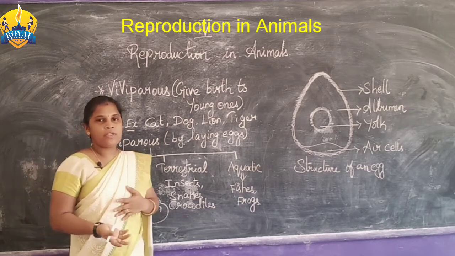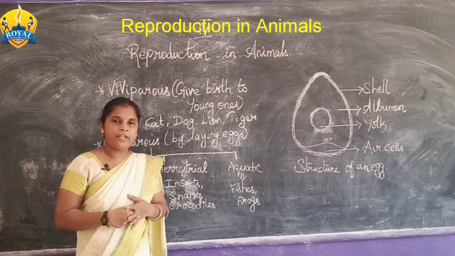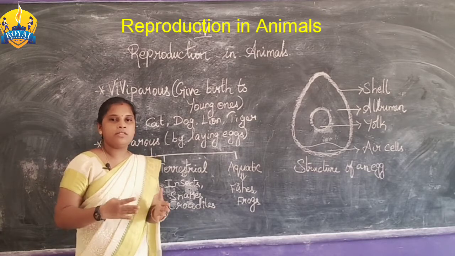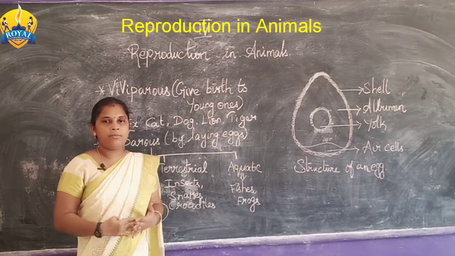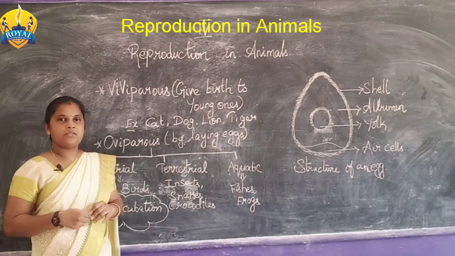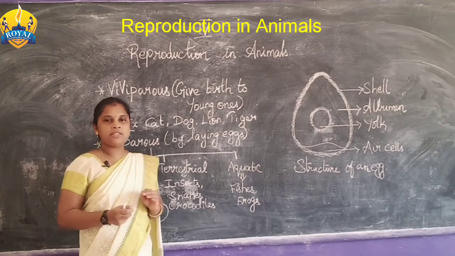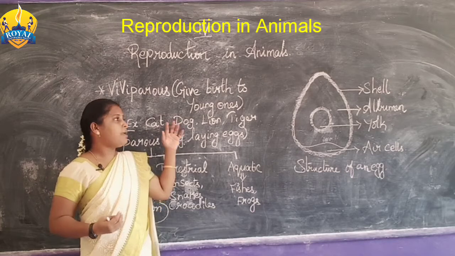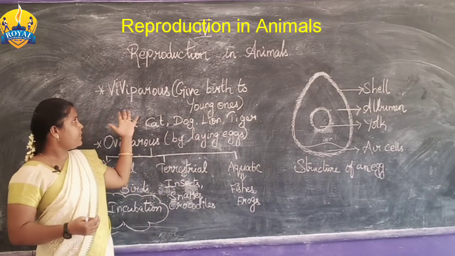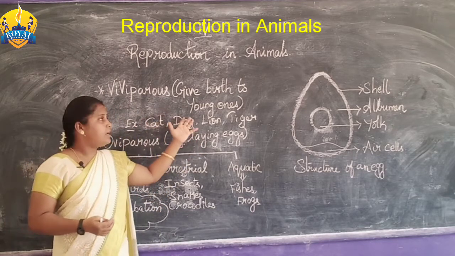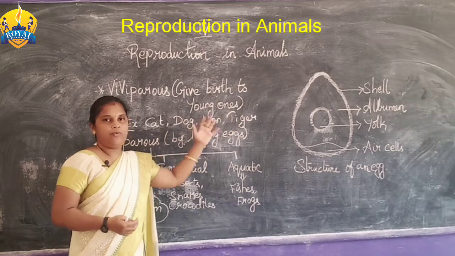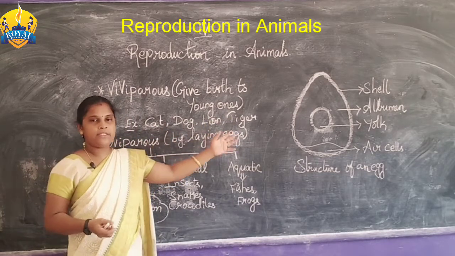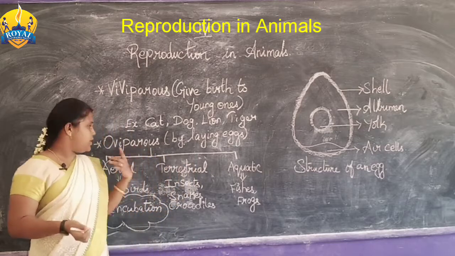What do the young ones do? How do they feed? Till they can search for food on their own, they feed on their mother's milk only. That type of animal is called a mammal. Mammals are animals which feed their young on their mother's milk. So viviparous animals give birth to young ones. These are the examples we saw: cat, dog, lion, tiger, and some other animals.